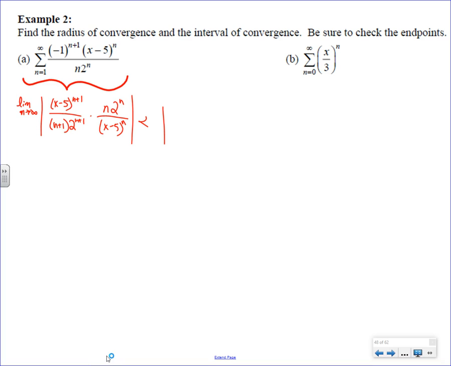Okay. You guys have simplified stuff, right? Like 2 to the n cancels out with the n part. X minus 5 to the n cancels out with the n part. We end up with the limit as n goes to infinity of n times (x minus 5) all over 2n plus 1. You guys agree? Yep. What's the limit? x minus 5 over 2.